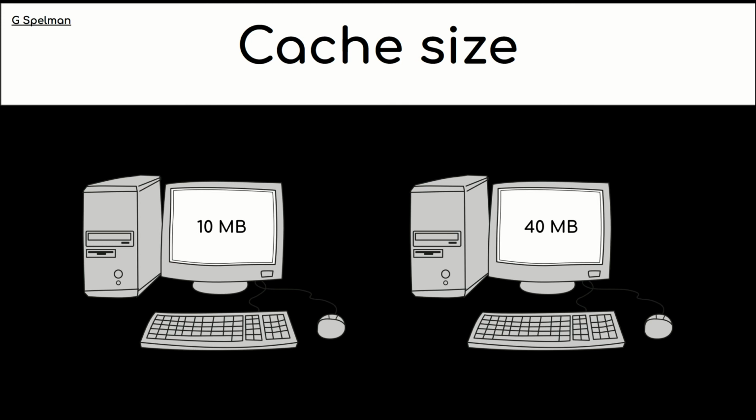So once again, I have two computers. They're exactly the same. This time, their cache size is different. So the 14 megabyte of cache is larger than 10 megabyte, and therefore, if they're running the same algorithm, the same program, the one with the larger cache, the 14 megabytes, will perform faster. And that's it for cache.